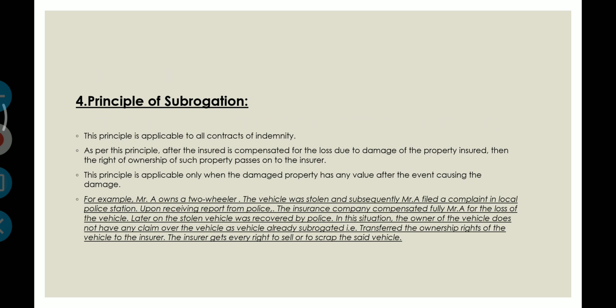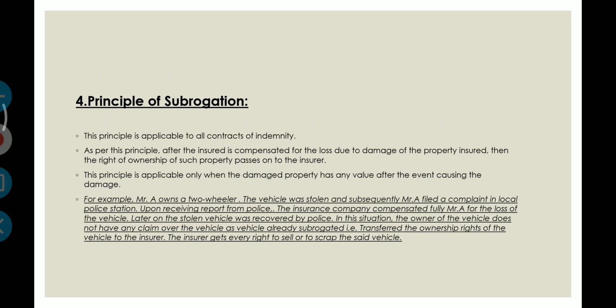the contracts of indemnity. As per the principle, after the insured is compensated for the loss due to damage of the property insured, the right of ownership of such property passes on to the insurer. The principle is applicable only when the damaged property has any value after the event causing the damage. So here the very first statement is that this principle is applicable to all the contracts of indemnity.